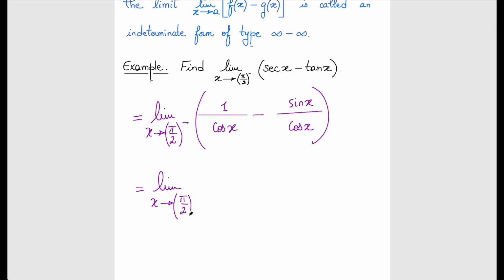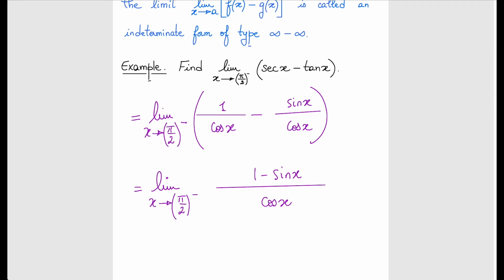So we have cosine downstairs, that common denominator, and 1 minus sine of x upstairs. Now, as x approaches pi over 2 from the left, what happens upstairs? Where does this go as x approaches pi over 2 from the left? Well, sine of x goes to 1, so the whole thing upstairs is going to go to 1 minus 1, which is 0. Downstairs, as x approaches pi over 2, this is going to 0 too, right?